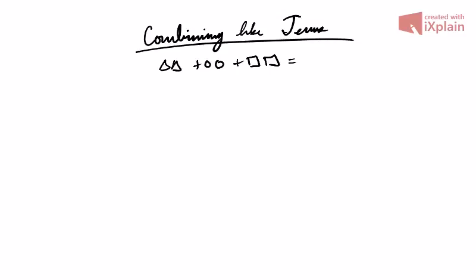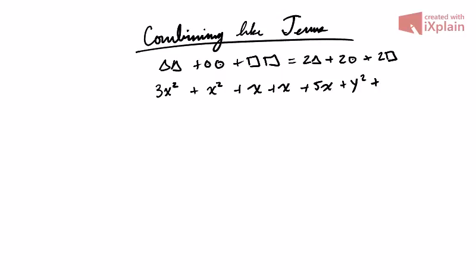and you'll basically see that you got 2 triangles plus 2 circles plus, and we'll put a dot in those so we know that they're circles, plus 2 squares, right? Well, basically it's the same concept in terms of algebraic expressions. So let's look at this. 3x squared plus x squared plus x plus x plus 5x plus y squared plus y plus 3y.